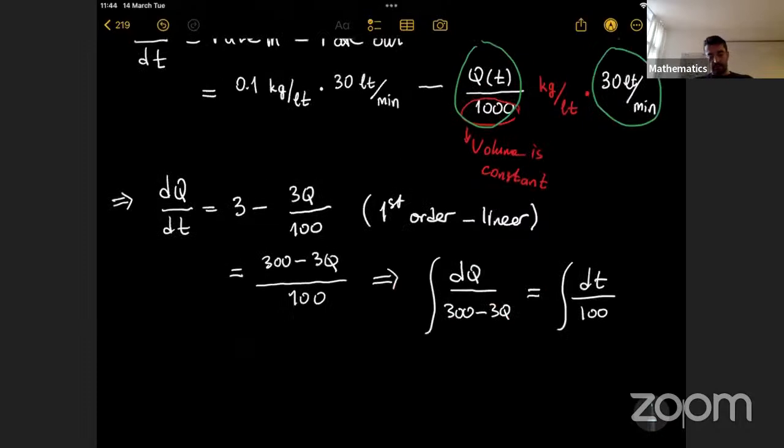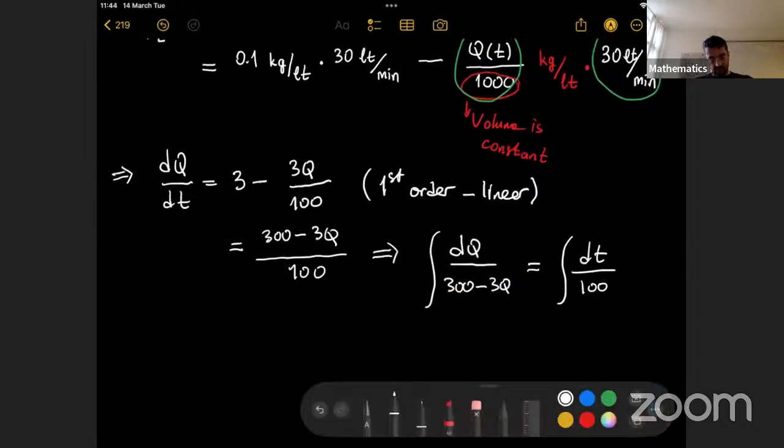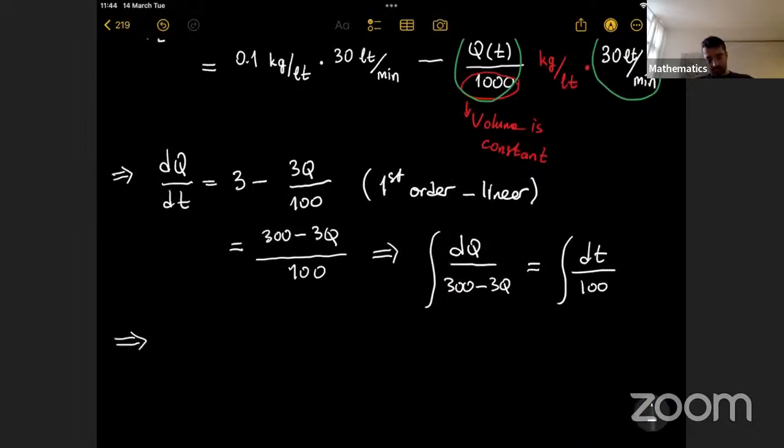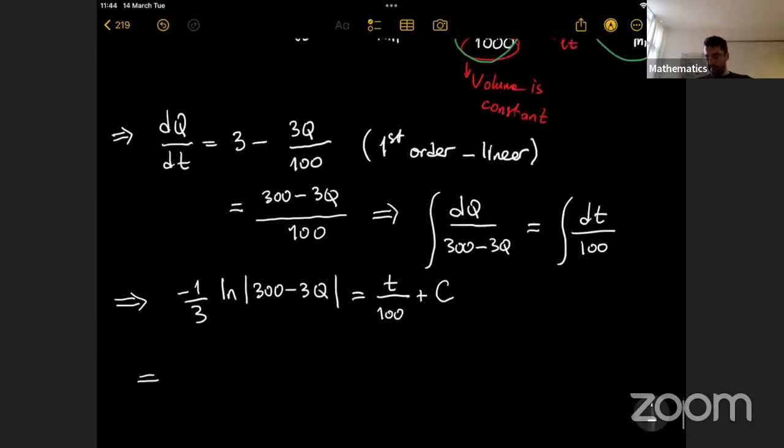All right, well, we are almost done here. Let's solve this equation. So we get basically minus 1/3, integrate this, it's going to be minus 1/3 ln(300 minus 3Q) is equal to t over 100 plus a constant. And from here, you can do it yourself. Q of t, solve this equation, sorry.